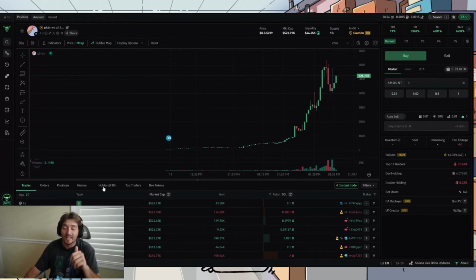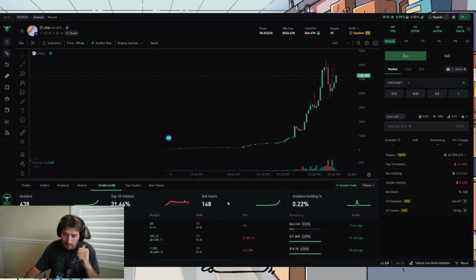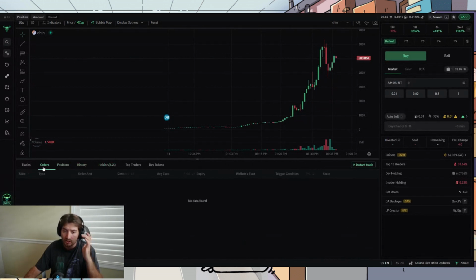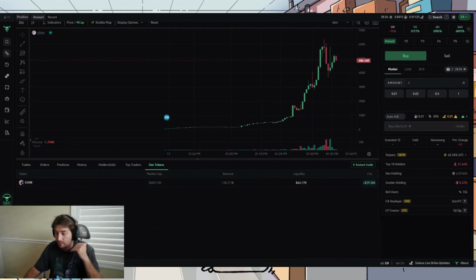Similarly to the previous BullX and in my past video, we got holder counts. So we can see bot users trending up, insider percentages, top 10 holders. Right here, dev still holding, hasn't sold any of it. We can also see history, positions, orders, trades, dev tokens. So what has the dev done? We can even see if they've transferred these tokens.